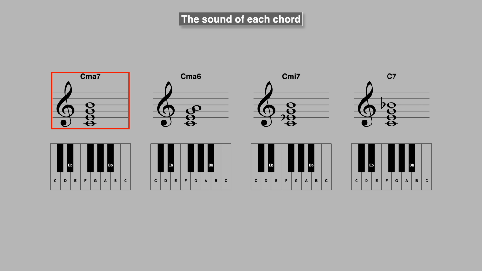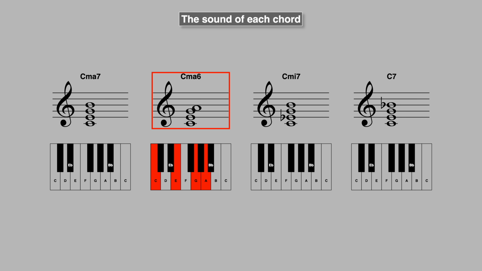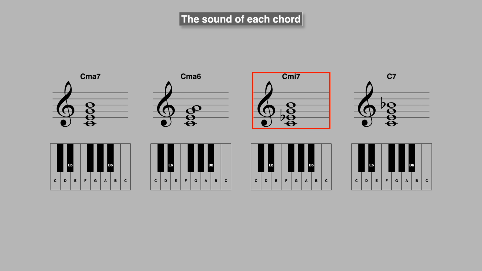The major 7th chord sounds thoughtful or soft. The major 6th chord sounds gentle and warm. The minor 7th chord sounds moody or contemplative. The dominant 7th chord sounds strong and restless.